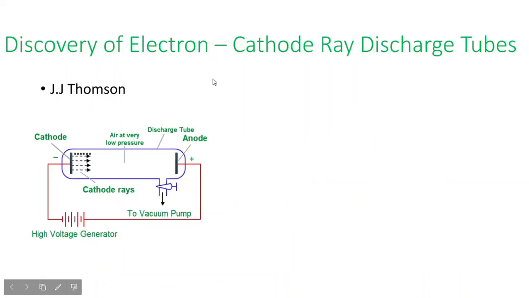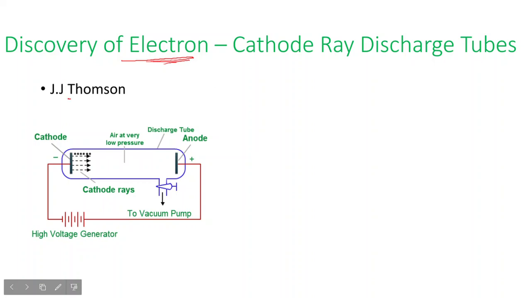So, discovery of the electron. In the last slide, we studied that atoms are divisible and can be divided into electrons, protons, and neutrons. So the atom is not the smallest particle. There are much smaller particles than the atom, which are electrons, neutrons, and protons. And how was the electron discovered? Let's study how the electron was discovered.